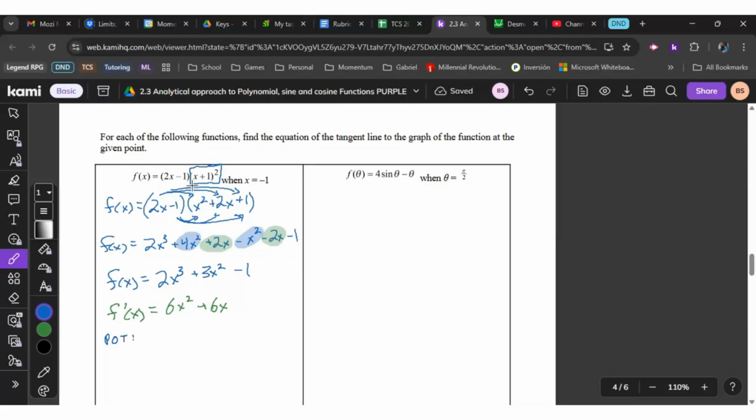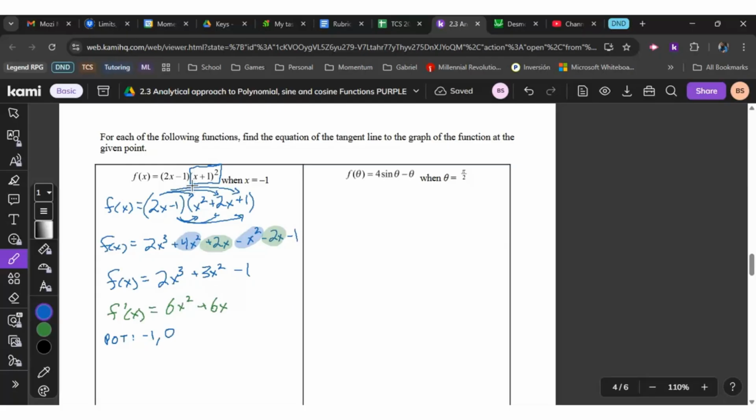So remember, the pot is going to be -1 and then plug -1 into this original equation. If I do that, it's real easy. What's -1 plus 1? 0. 0 squared is 0. Anything times 0 is 0. Perfect. The y value is 0.